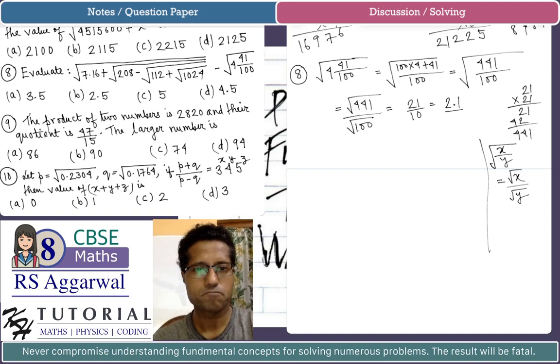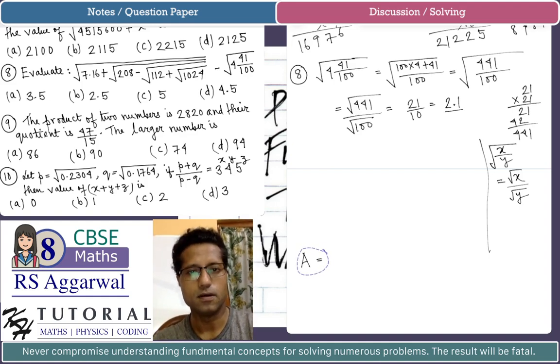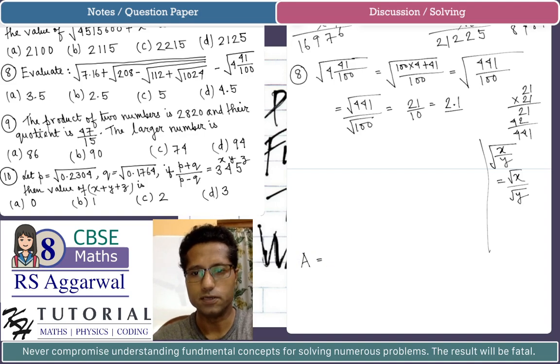Now let's see what is. Let A be the term. Before that, let's try to find the square roots inside. In the first term, we have nested square roots. Let's try to simplify some inner square roots. So what is the square root of 1024?